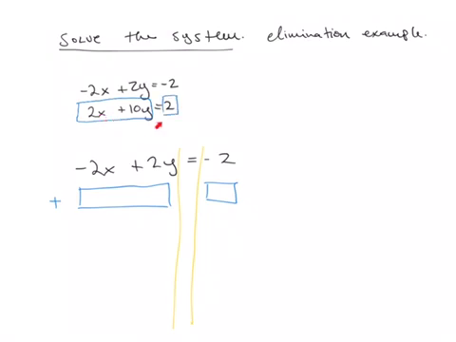So even though the left-hand side and the right-hand side of this bottom equation are different, they're still equal because they're connected by an equal sign. So I'll take the left-hand side of this equation and add it to the left-hand side of the top equation, 2x plus 10y on the left side. And the right-hand side is equal to 2, and I'll add that to the right-hand side of the top equation.